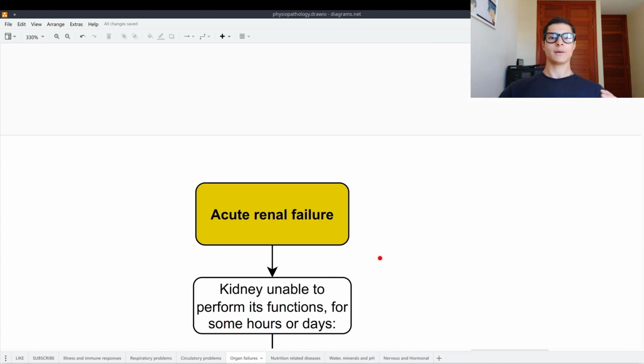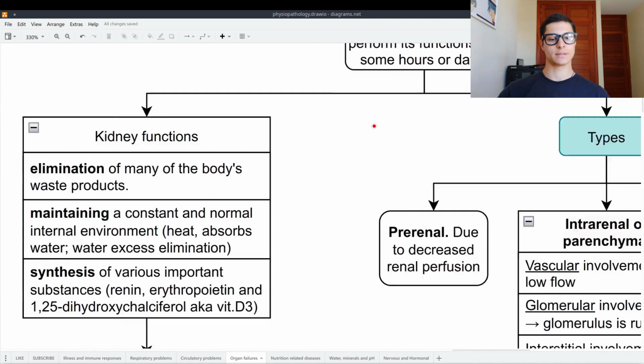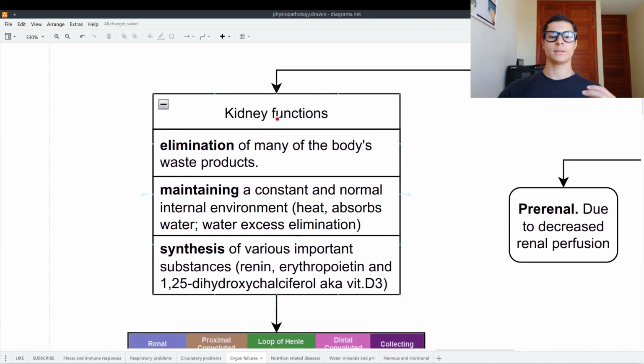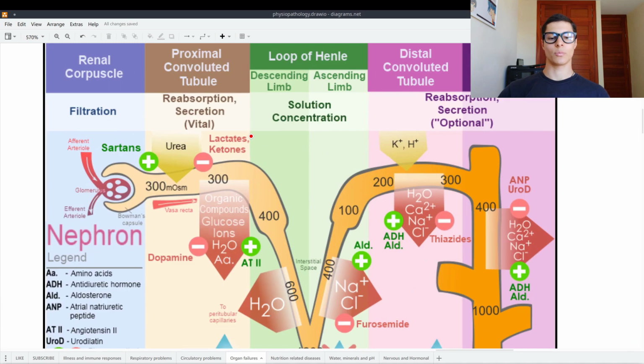Now let's take a look at acute renal failure. The kidney is unable to perform its functions for some hours or days. That's why it's acute. The kidney's functions are elimination of many of the body's waste products, maintaining a constant and normal internal environment, and the synthesis of various important substances: renin, erythropoietin, and 1,25-dihydroxycholecalciferol, aka vitamin D3.